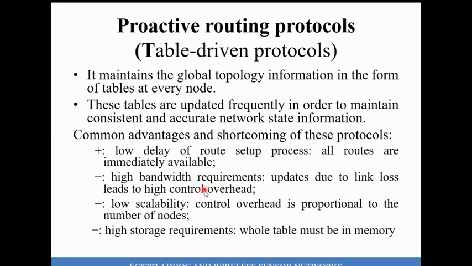If the number of nodes is very small in a particular network, the control overhead is very low. If the number of nodes is very high, then the control overhead is also high. And in order to store the information about all the nodes, it needs high storage equipment.